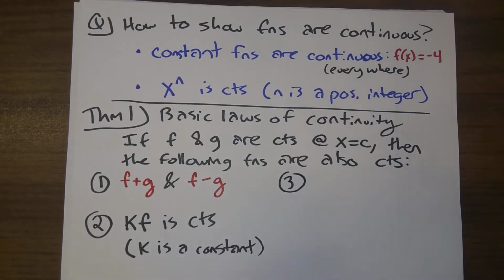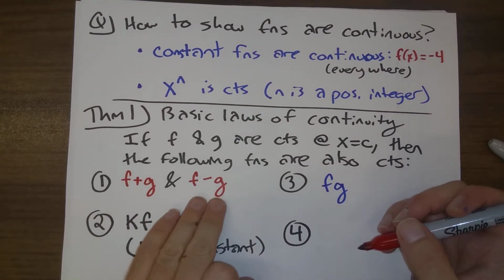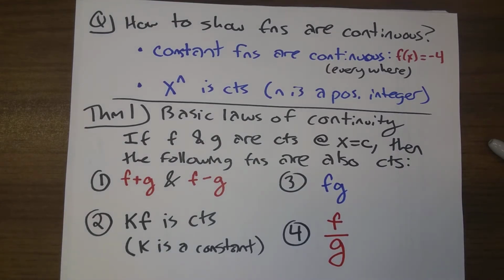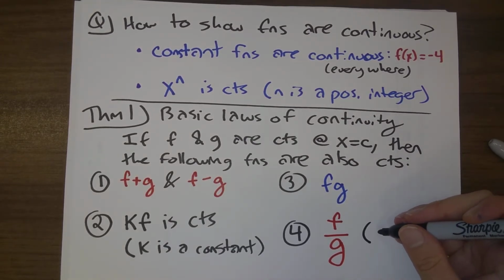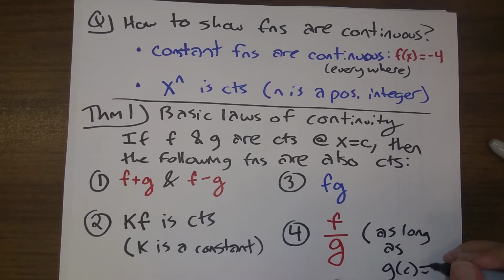Number 3, f times g is continuous. So multiplying together 2 continuous functions also gives you a continuous function. And finally, we can add, subtract, and multiply, so what's going to come next? We can divide continuous functions to get a continuous function. But you should think to yourself, what's the special thing we have to account for? This has to happen as long as g of c is not equal to 0.